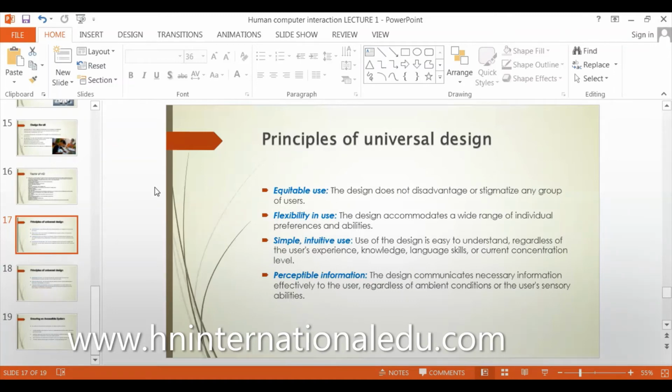Perceptible information. The design communicates necessary information effectively to the user regardless of ambient conditions or the user's sensory abilities. The information must be delivered easily to all the users.